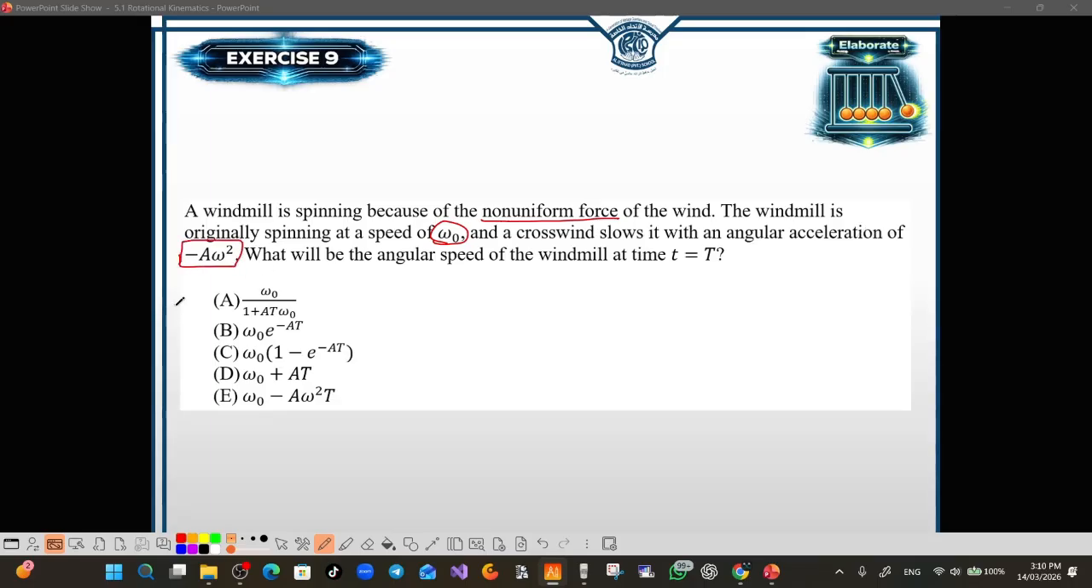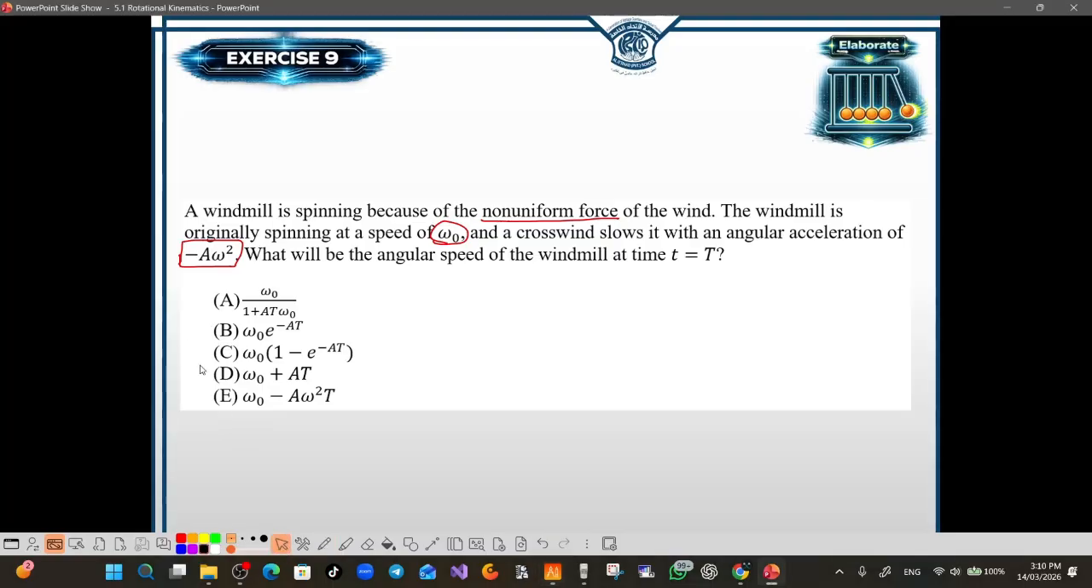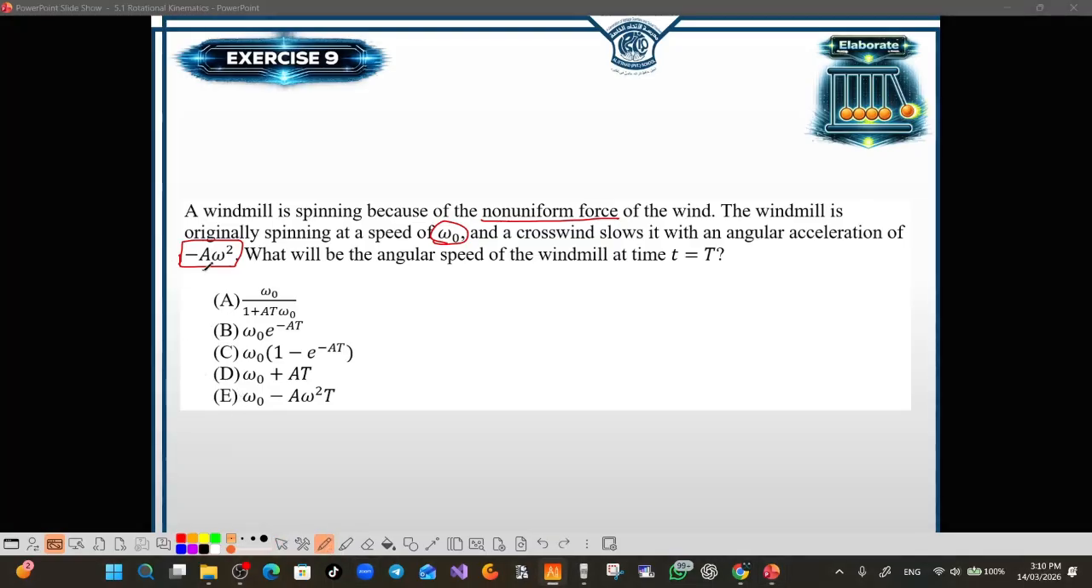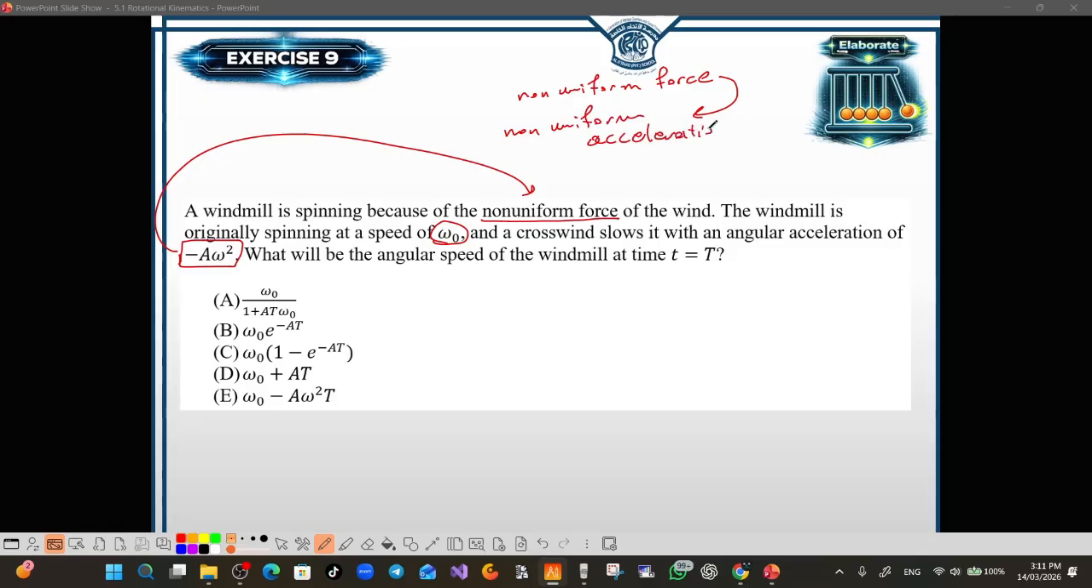Now, pay attention to this minus a omega squared here, because it is due to a non-uniform force. When I say a non-uniform force is acting on an object, then it will generate non-uniform acceleration. Especially that this omega itself is not constant. We know that a is constant, but the omega is not constant because omega itself is attached to time. It can be written as a function of time.